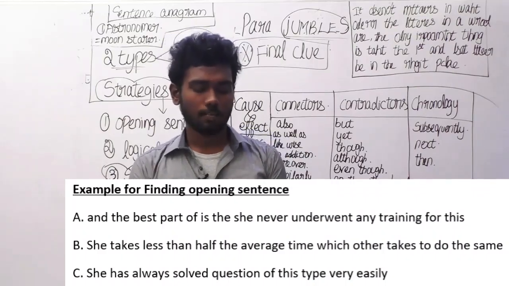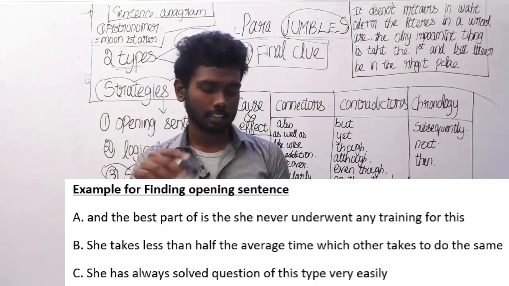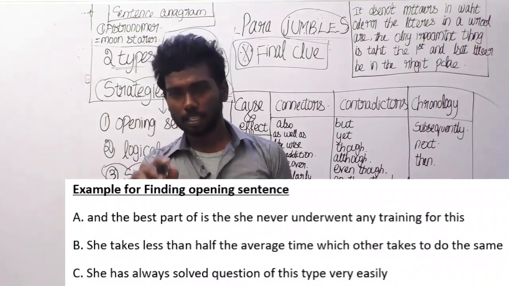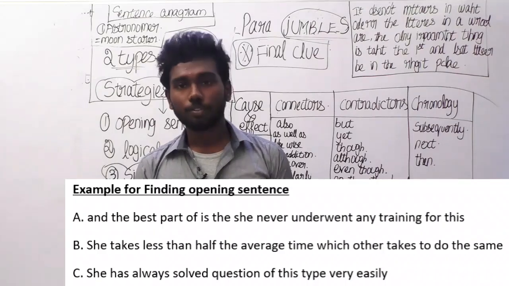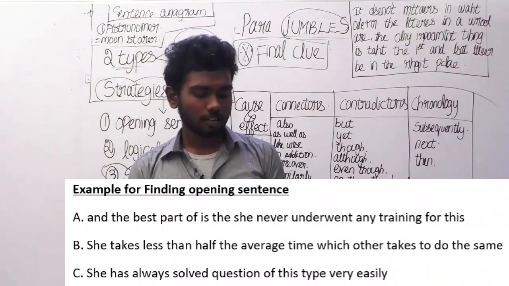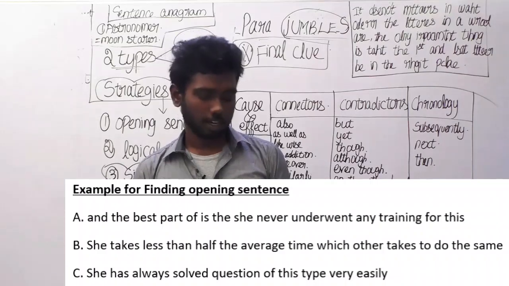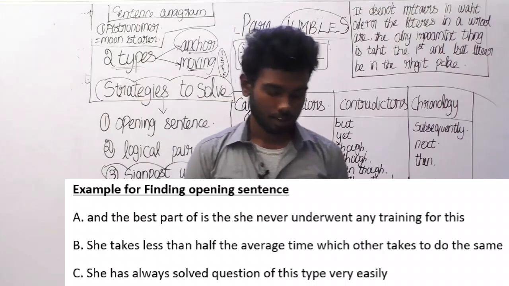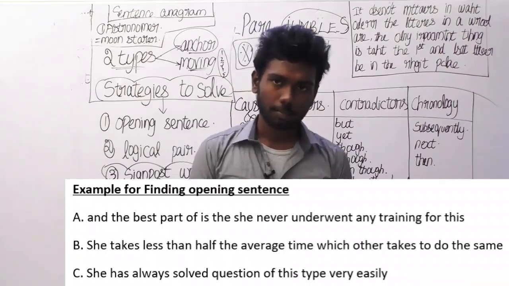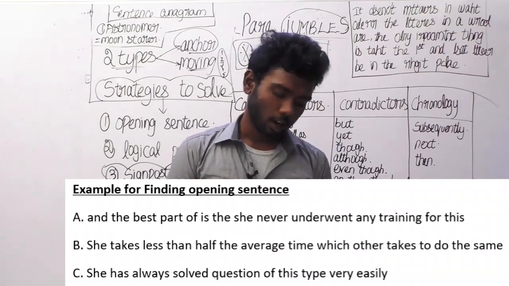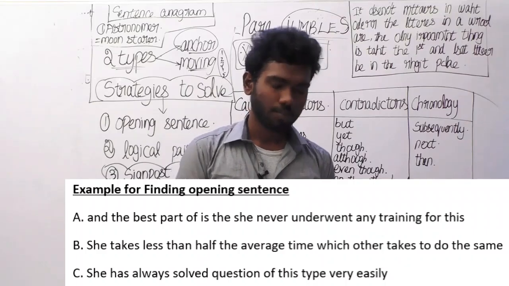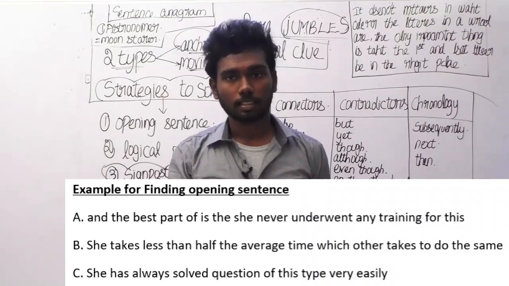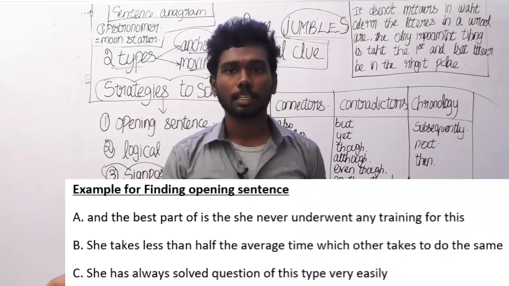So the question which arises for us in the second sentence, to do the same, the thing same here means solving questions very easily. So that is the thing she is doing. Now we found the first sentence easily. So sentence number 3 is the first sentence: she has always solved questions of this type very easily. The second sentence will be the second sentence in this order.